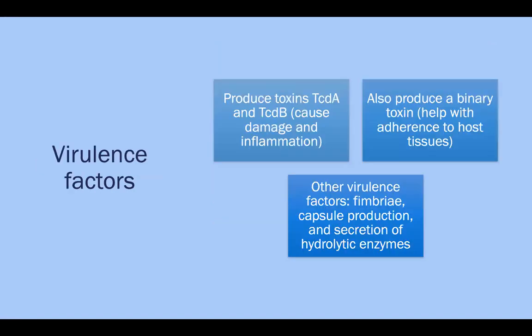Virulence factors: it produces toxins TcdA and TcdB. Both of those toxins cause damage and inflammation to the cells. It also produces a binary toxin, which helps it adhere to host tissues. Other virulence factors include fimbriae, capsule production, and secretion of hydrolytic enzymes.